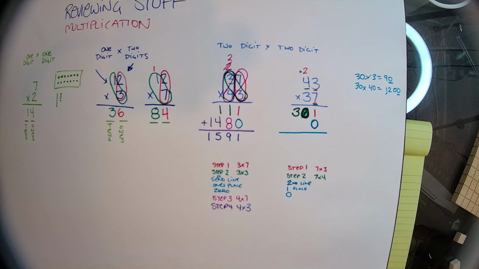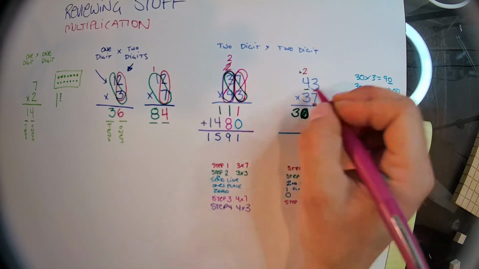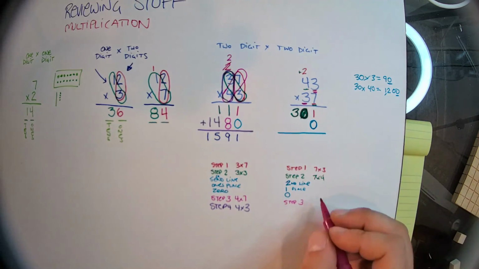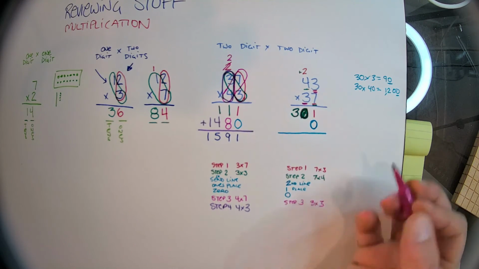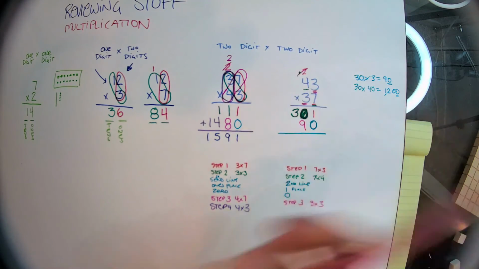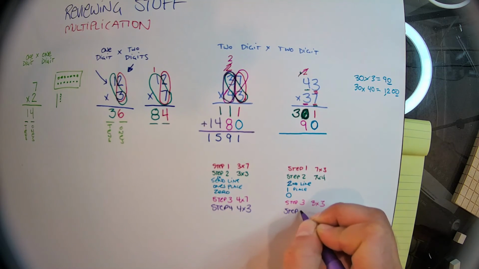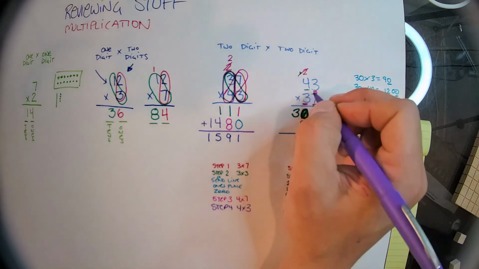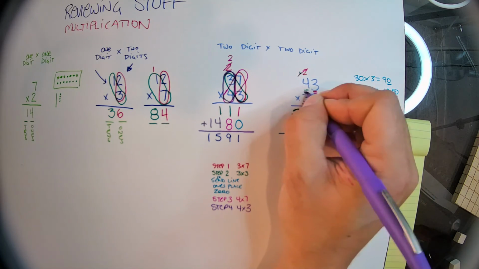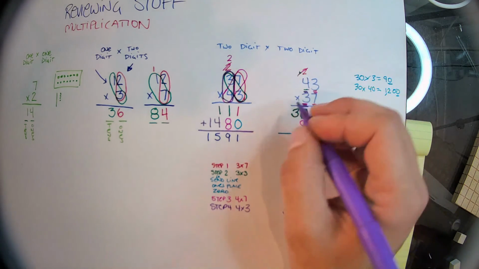All right, so let's move on to step 3. Step 3 is 3 in the tens place times 3 in the ones place. So that's 3 times 3. 3 times 3 is 9. I don't even have to carry anything this time. And then finally, step 4 is the 3 in the tens place times the 4 in the tens place. So 3 times 4 equals 12.